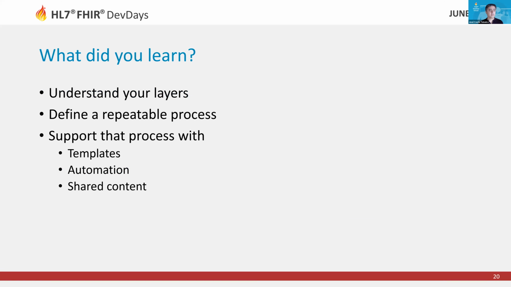Just to wrap up this first part, understand that we have layers, and that we have to define a repeatable process if we want to grow. That allows us to define guidelines, templates, and put some automation in content and share the content with one another.